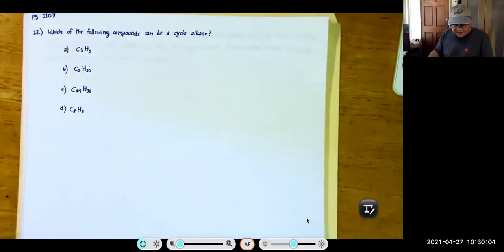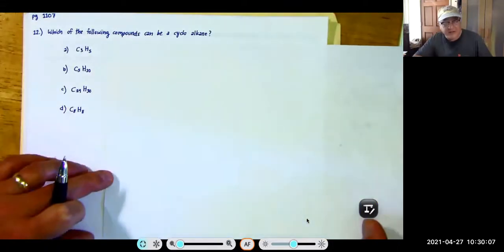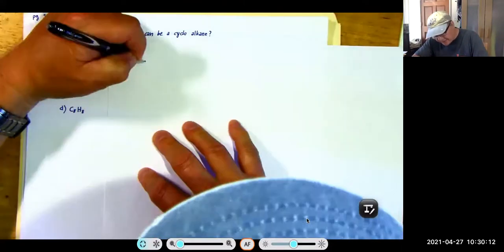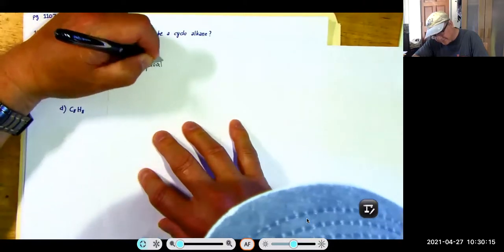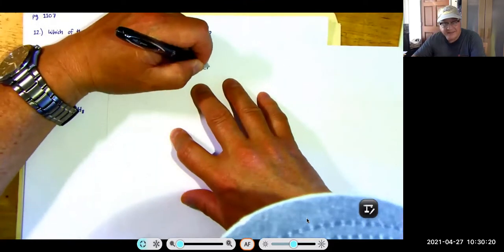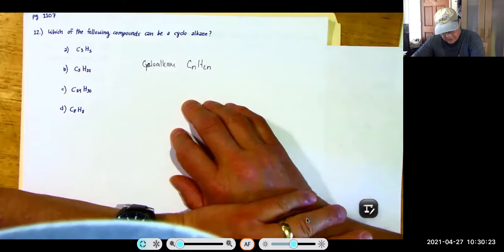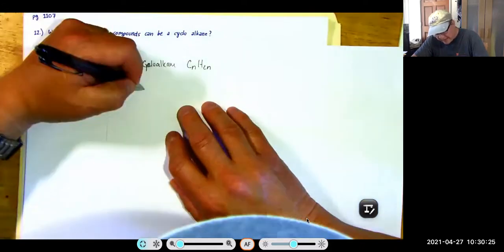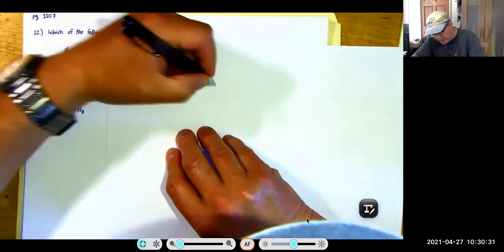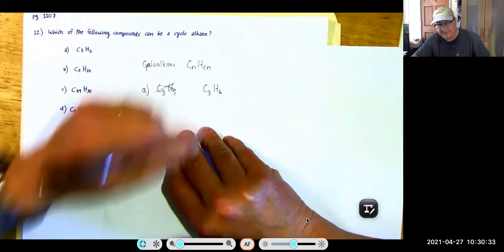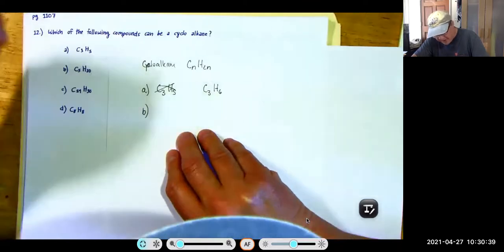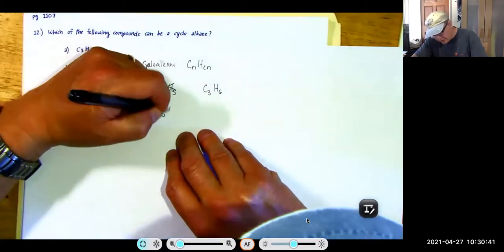Which of the following can be a cycloalkane? Now, cycloalkanes are not considered to be unsaturated, but for cycloalkanes the formula is CnH2n, just like alkenes. So A is C3H5, and that doesn't work because it should be C3H6, right? And B is C5H10, so that's okay.